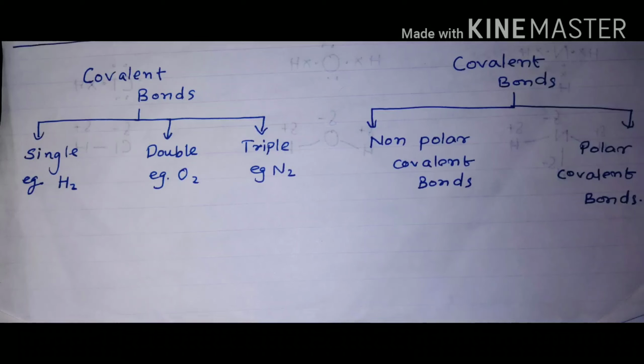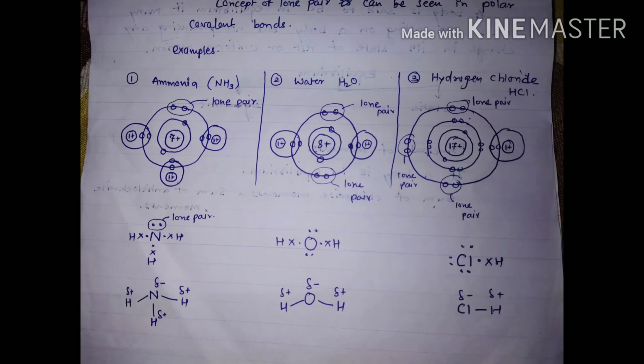And the other way of classifying covalent bonds is non-polar covalent bond and polar covalent bond. So non-polar covalent bonds are the bonds in which electrons are shared equally. Means the shared pair of electrons is equally distributed between the two atoms, and polar covalent bonds are the bonds in which the shared pair of electrons is not shared equally.